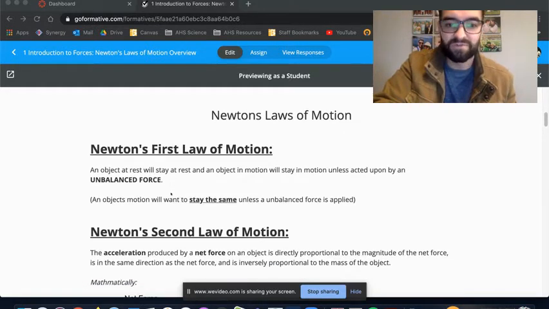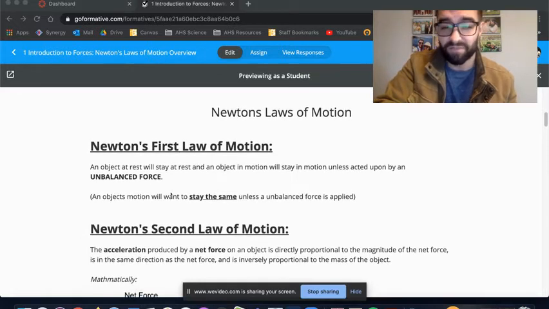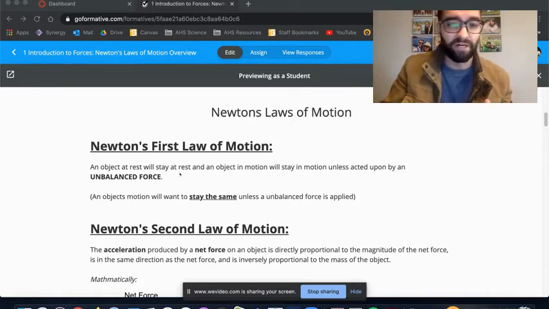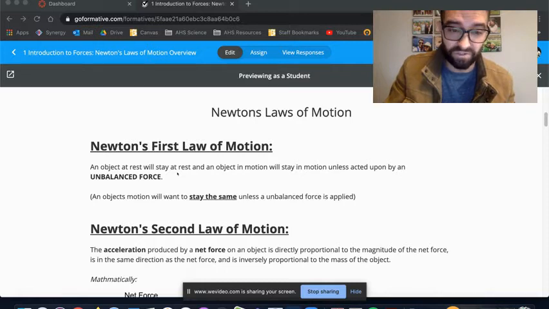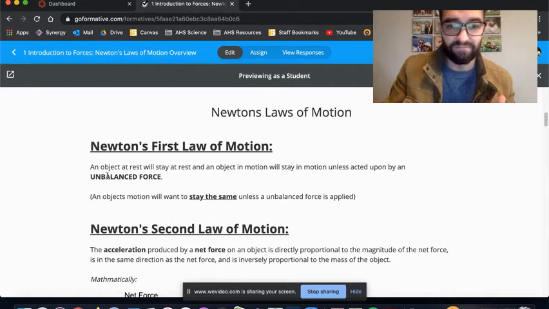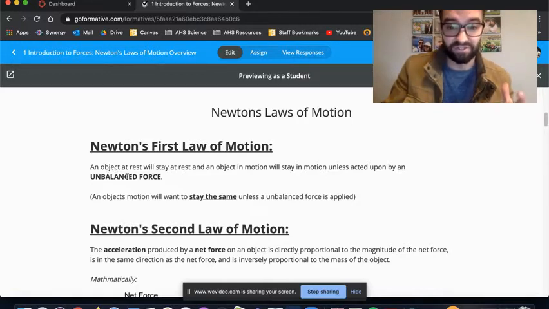Then we have Newton's laws of motion. Some of these we've already talked about. Some should sound familiar from possibly previous learning in middle school. But Newton's first law of motion says an object at rest will stay at rest, and an object in motion will stay in motion unless acted upon by an unbalanced force. So, again, that's relating to that net force. If there is a net force, then it might speed it up or slow it down, right? There's going to be motion.